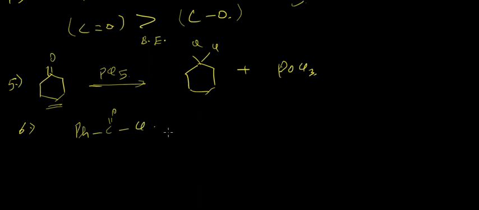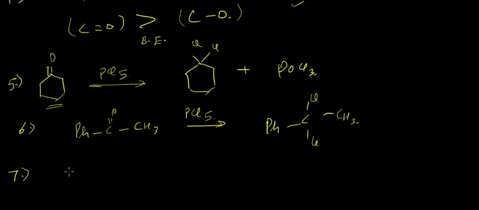Let's bring it as CH3, PCl5. So what would be the product? Simple, Cl, Cl and CH3.